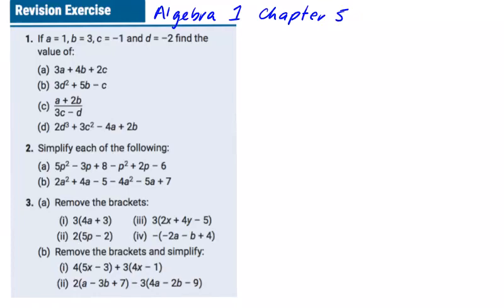So these are the revision exercises for chapter 5, Algebra 1 in book 2. Anytime we see A equals, B equals, C equals, we know it's a substitution question. We have a D here as well, and this is just calculator use.